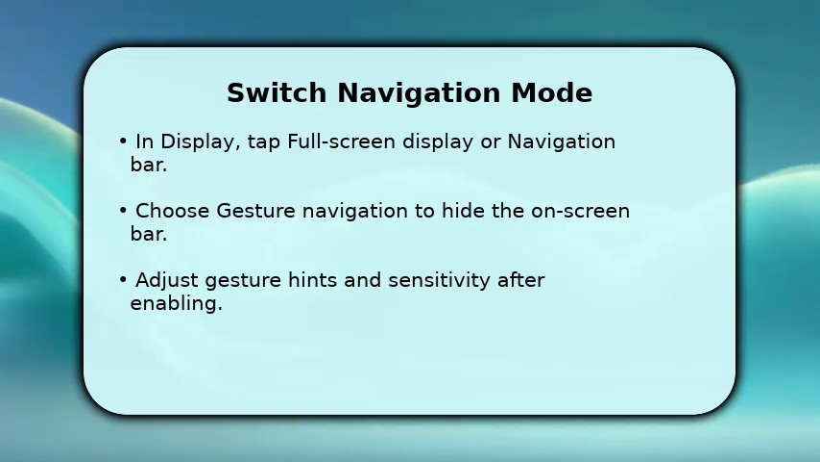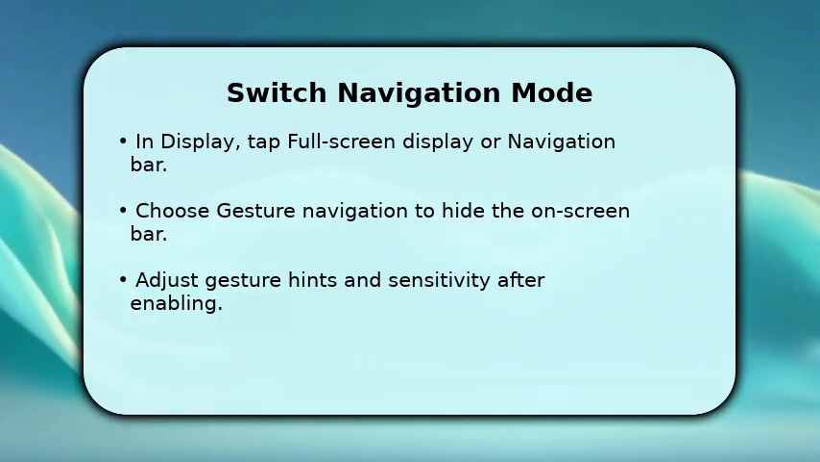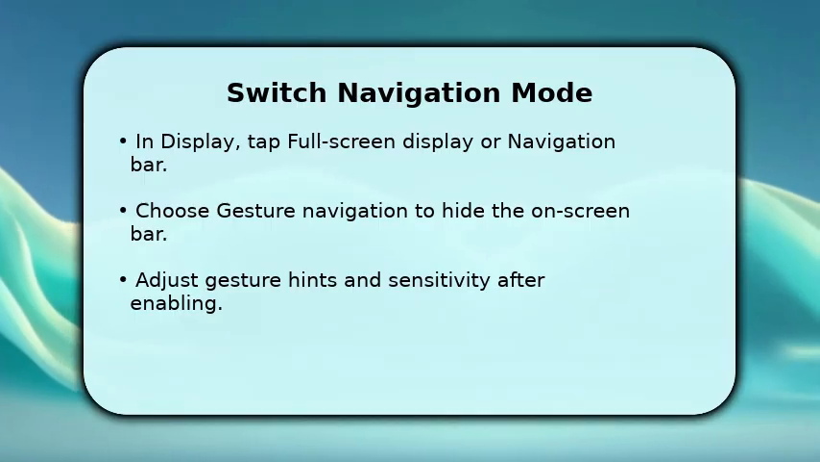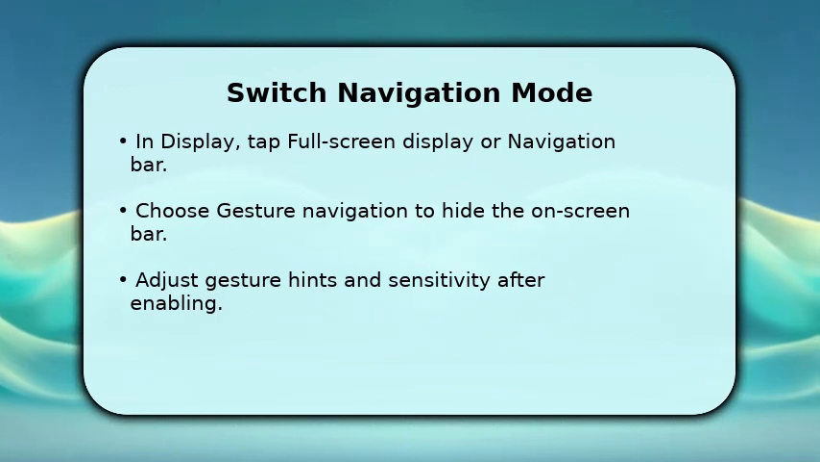After switching, dive into the gesture settings to tweak sensitivity and enable gesture hints if you prefer a visual nudge. This ensures swipes register reliably and prevents accidental app closures once the bar is gone.